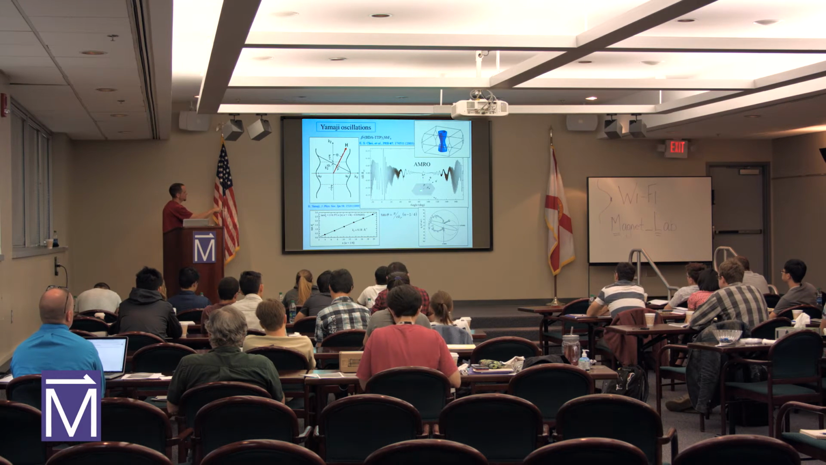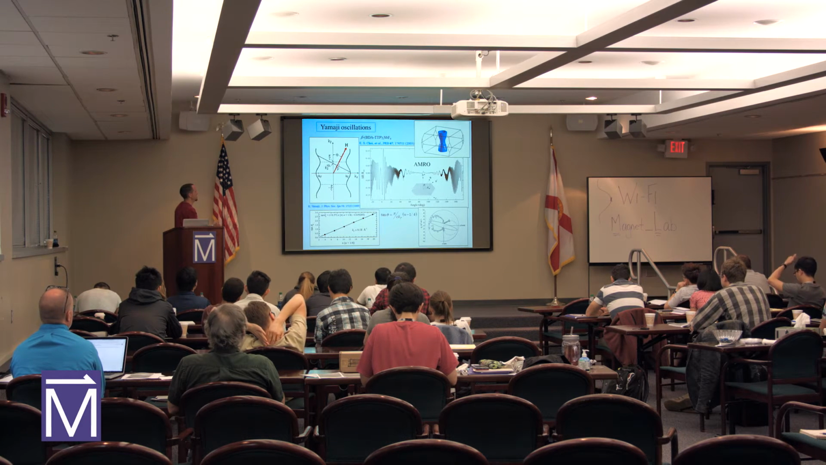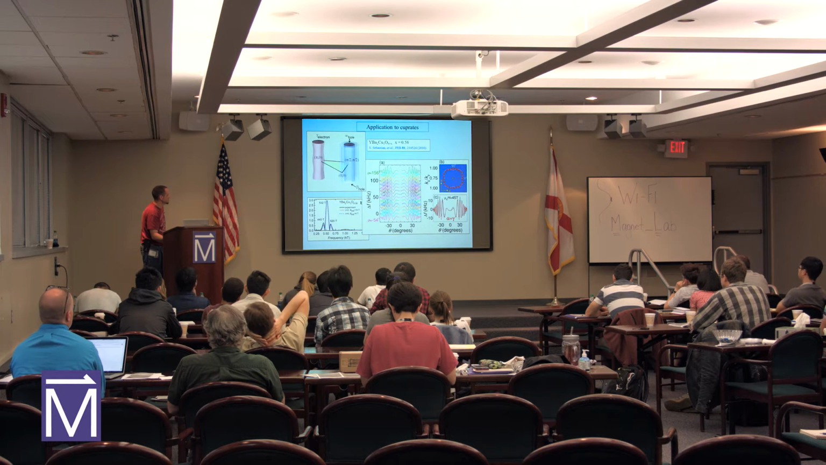And if you repeat this measurement by rotating the sample a little bit in phi and do it repeatedly, you can map out the entire outside shape of the Fermi surface. These are called, like I said, angle-dependent magnetoresistance oscillations, or sometimes Yamaji oscillations, after the person that figured this out.